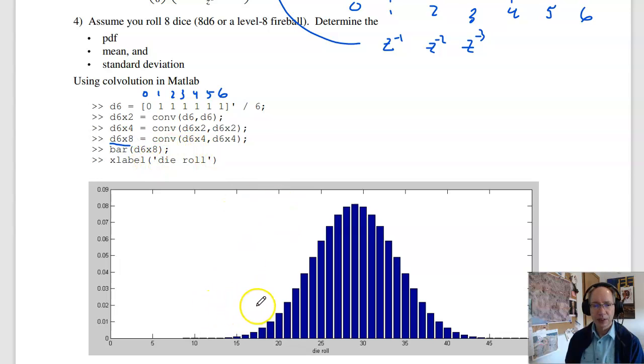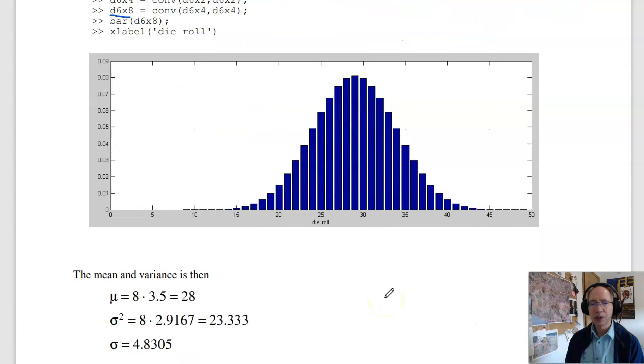So here's the probability of rolling each number for 8 6-sided dice. So that's what the distribution looks like for a level 8 fireball. And kind of notice, this is a bell-shaped curve. That shape we keep seeing over and over again, that's called a normal distribution. Probably one of the most important distributions in all statistics. We'll be getting to that later.